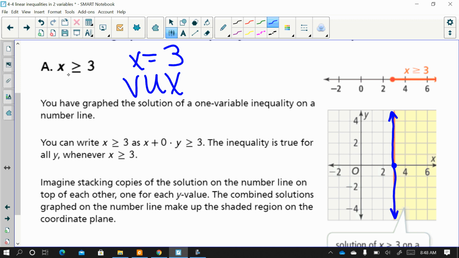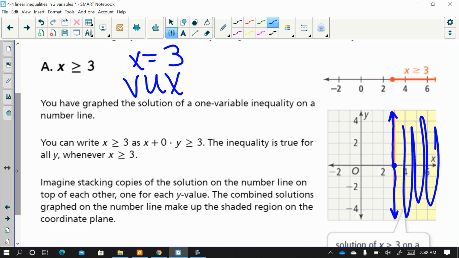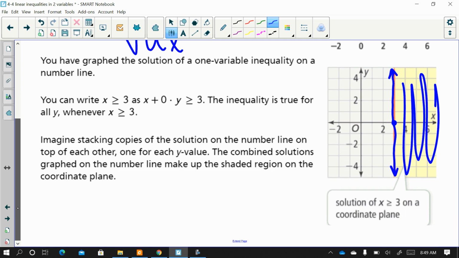Now I'm greater than 3. So am I greater than 3 to the left or to the right? Well, think about a number line. I went to the right, so I'm going to shade to the right. That's how I would explain this.